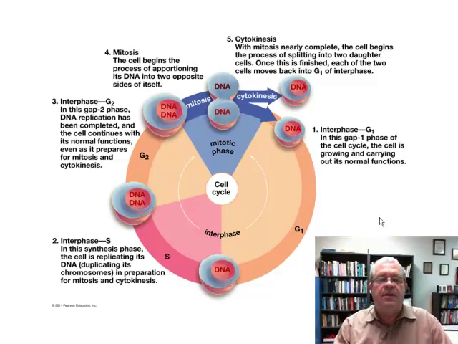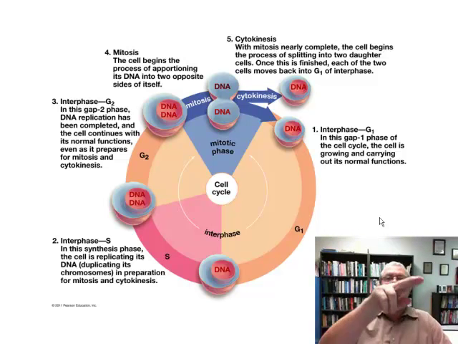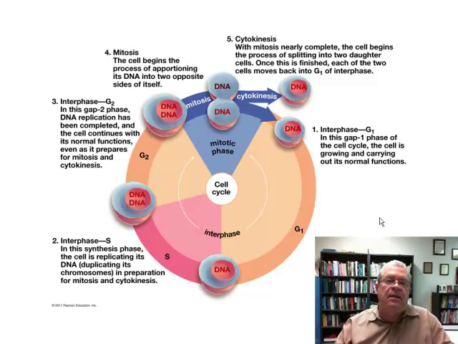We have something called the cell cycle. What is it? Well, it's like a clock face. It's a period of time. It's a cycle that goes round and round. And during each turn of the cycle, a cell divides. One cell becomes two, the next turn two become four, four become eight, 16, and so forth.